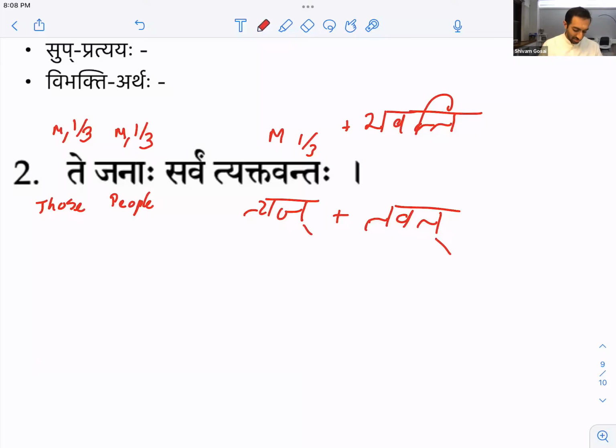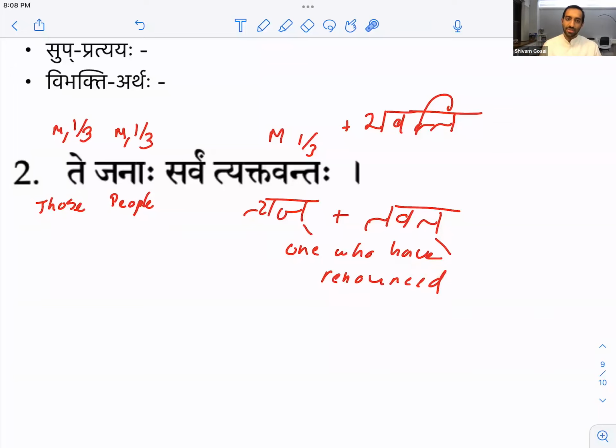Tyaj dhatu means to give up, to renounce. So tyaktavantaha are the ones who have renounced or given up. Past tense, right? So we can just say those people have renounced.